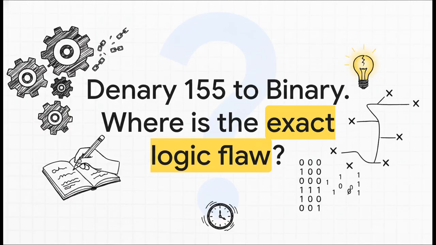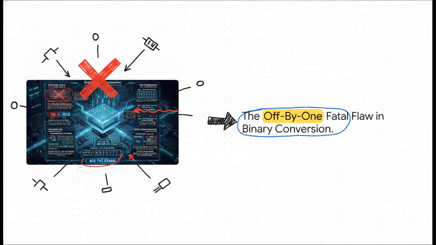So let's look at this specific challenge, converting 155 to binary. I mean, it looks simple enough, right? But an overwhelming majority of students completely fail this exact conversion. We're going to plunge straight into the raw data here to figure out why. What is the exact logic flaw that trips everyone up? Well, it all comes down to the off-by-1 fatal flaw.